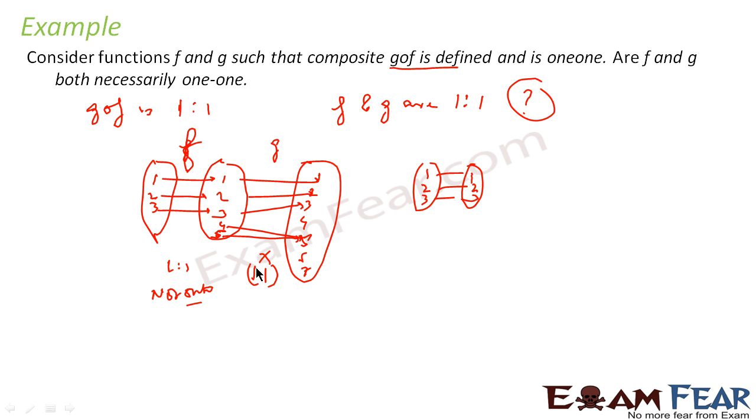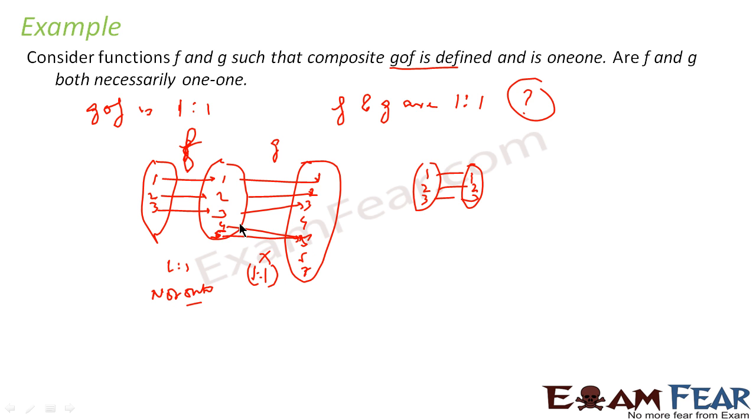Correct? Thus, just by giving this example, we can tell that if g of f is one-one, f and g need not be one-one. This is just one example. This example we have got after a lot of thinking. Just remember this. If this question comes, we can just tell that, okay, this is the f function and this is one-one but not onto.